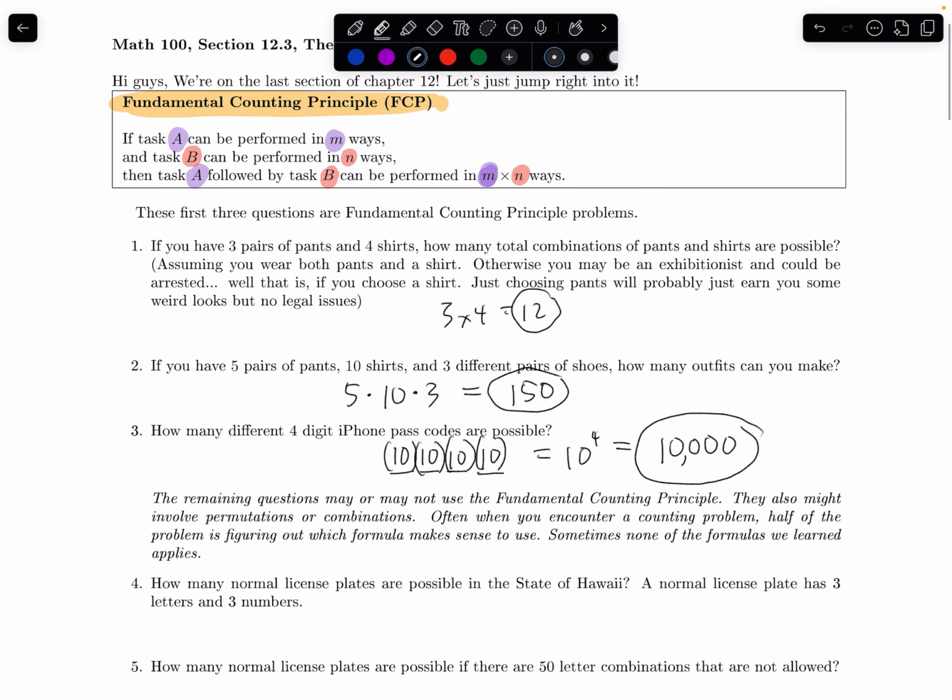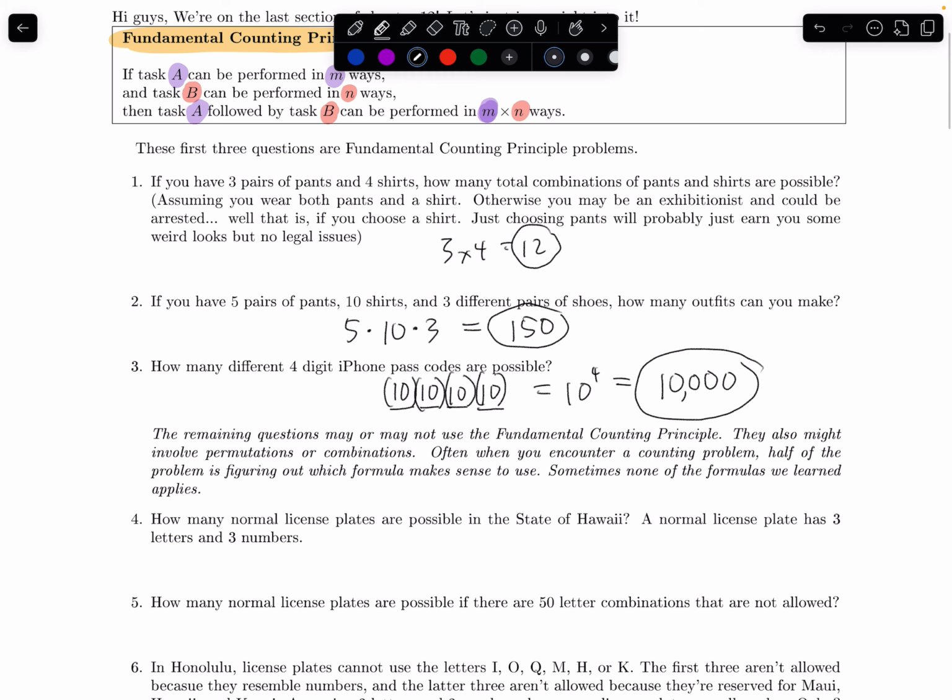Okay, number 4. Before we go to number 4, note here it says the remaining questions may or may not use the fundamental counting principle. So now that we've learned the fundamental counting principle, we're going to practice how to figure out when to use it. They also might involve permutations or combinations. So be on the lookout for any of these 3 counting principles.